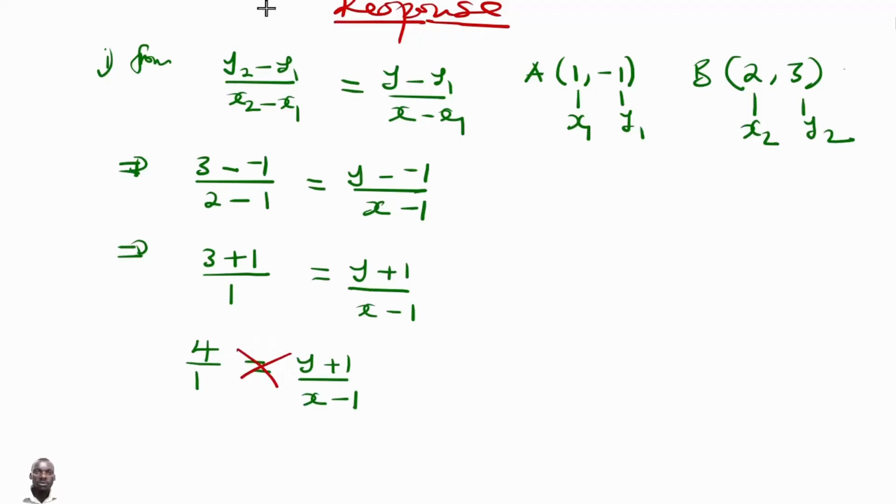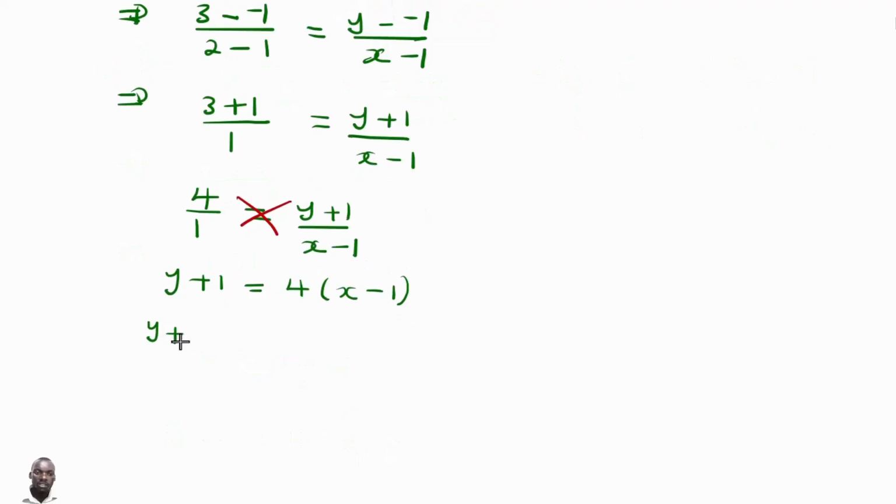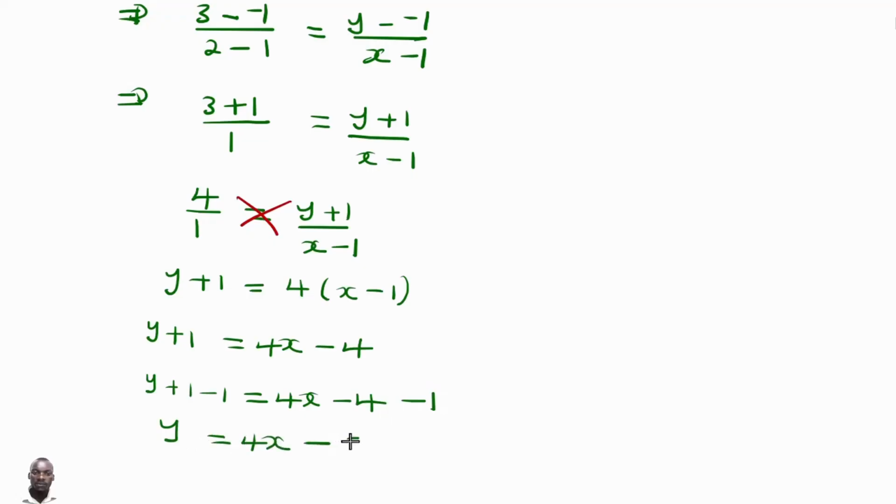So as we cross multiply, we have our y plus 1 equals 4 multiplied by x minus 1. Y plus 1 equals 4x minus 4. We can take this one on the right hand side. So we have y plus 1 minus 1 equals 4x minus 4, then minus 1. So our y equals 4x minus 5. Therefore, this becomes our correct answer for Roman numeral 1.